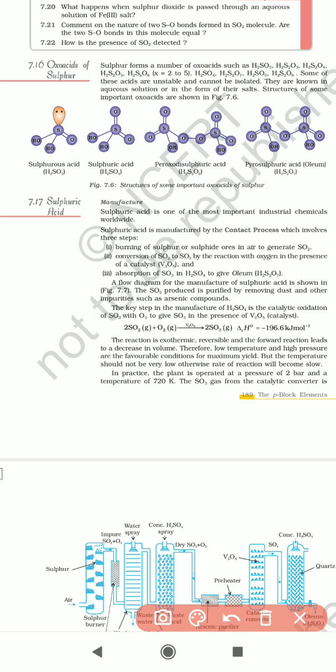So let us see that sulfuric acid is nothing but, the molecular formula we are going to write is H2SO4. H2SO4 is called sulfuric acid. So how we are going to manufacture sulfuric acid? There are some steps involved. Let us see step 1.